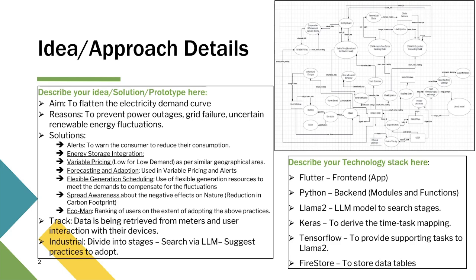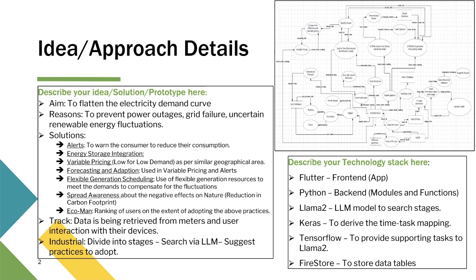And flexible generation scheduling. We are actually going to include the various flexible generation resources like hydroelectric generation in order to meet the demands of the electricity during the time of peak as well as also to shift those demands to the off-peak hours. Later, spread awareness. We need to spread awareness by using the various methodologies and also the effect which we are having on the nature, and the example for that is the carbon footprint.